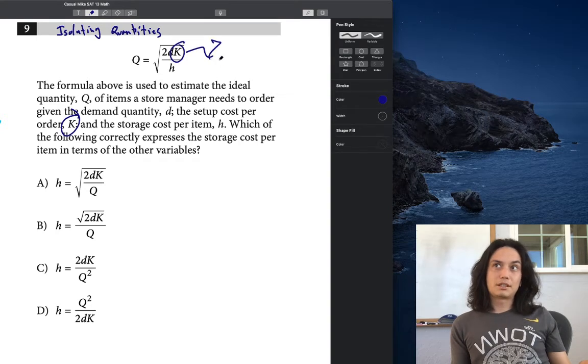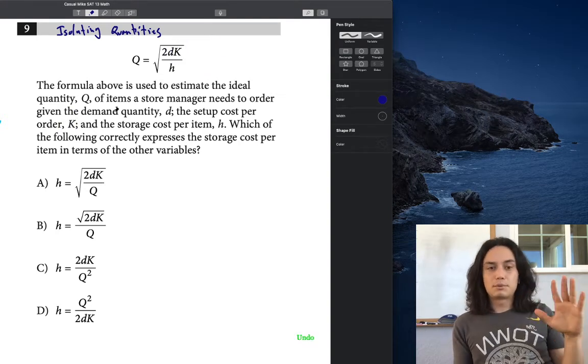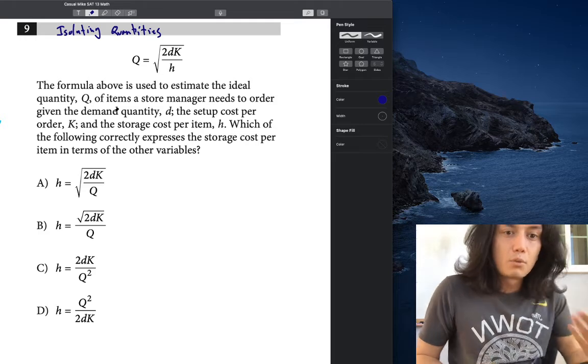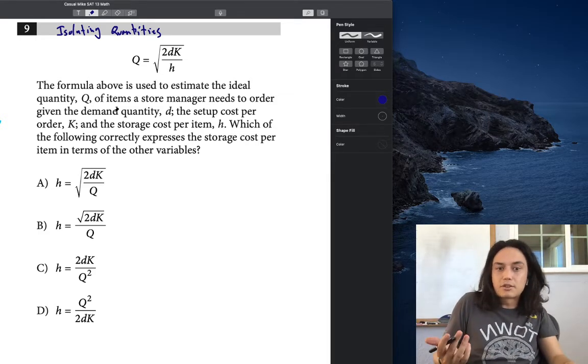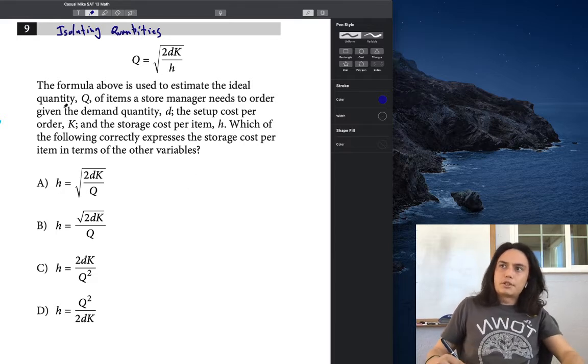So K is the setup cost. Let's keep track of all these meanings, right? So here I'm just going to say, this seems like a word problem. It seems like the kind of thing where we need to care what these things actually stand for. And so we're reading along and we're like, oh God, I have to keep track of all this stuff.